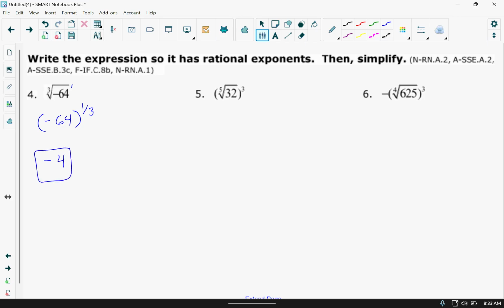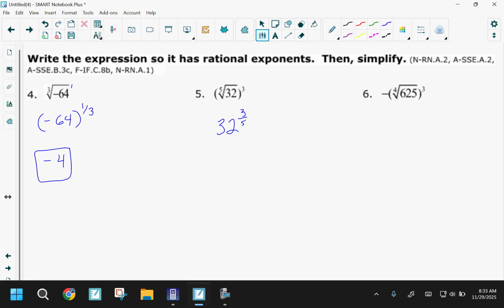Okay, number 5 says parentheses, 5th root of 32, and then outside the parentheses to the 3rd power. Now that parentheses being there, it's not really necessary because the 32 is positive. So I can just put 32, and then the index is 5, so that puts the 5 at the bottom of the fraction, and then the exponent is 3, so that puts it at the top.